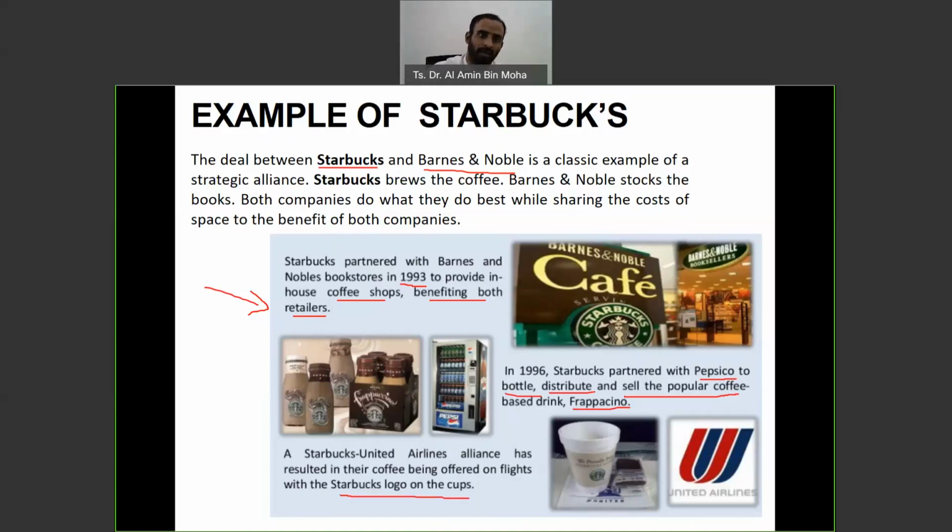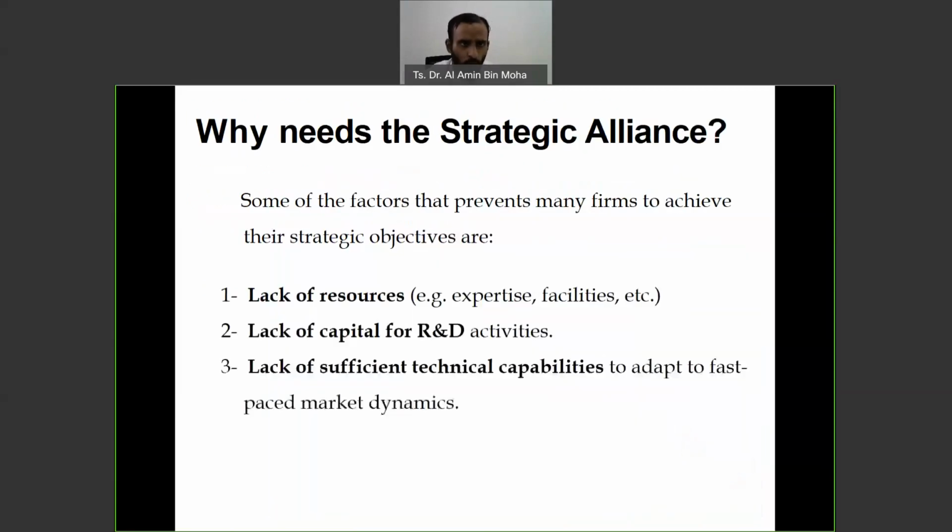Of course, behind this story, they partner and cooperate because they have mutual interest. They are going to increase their benefit or their profits, and also the marketing strategy, and so on. So this is the example of the strategic alliance. So why does the company need the strategic alliance? There are many factors, so we're going to just cover them briefly here.